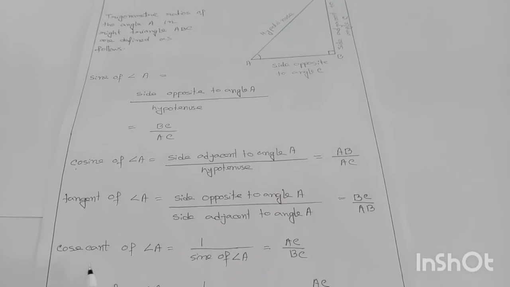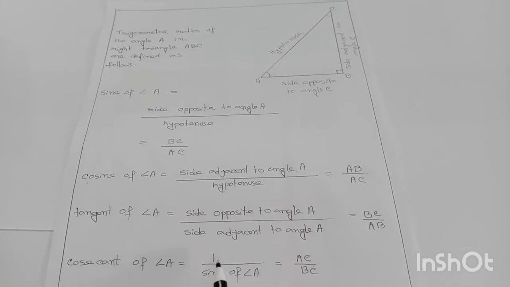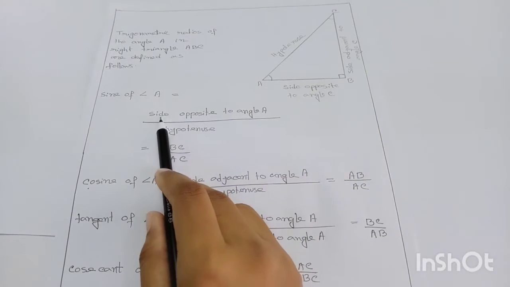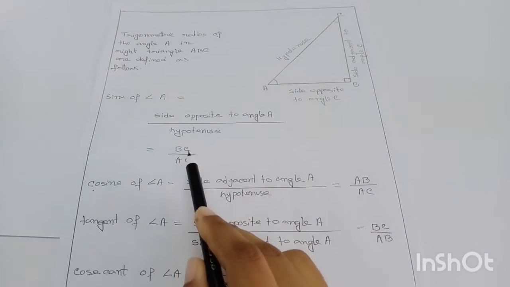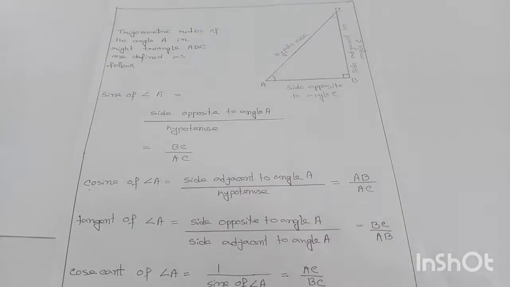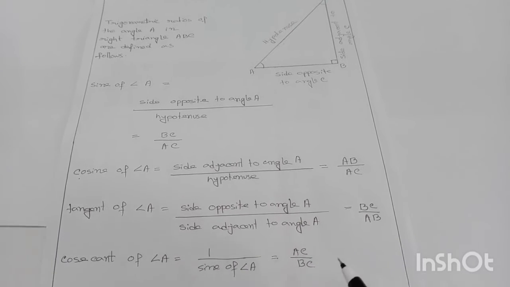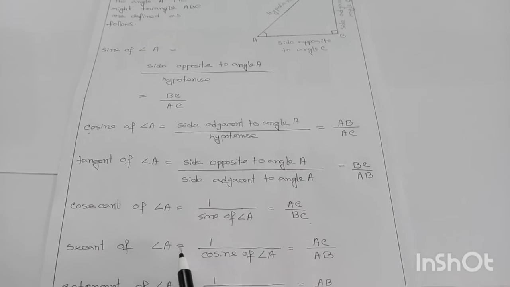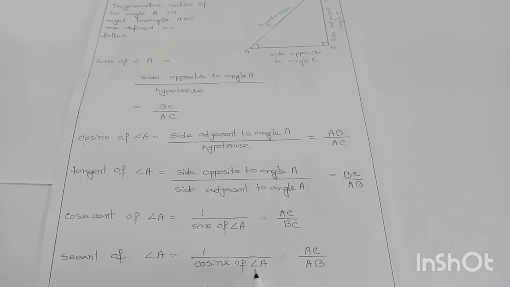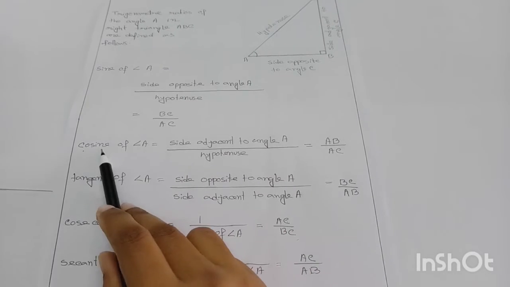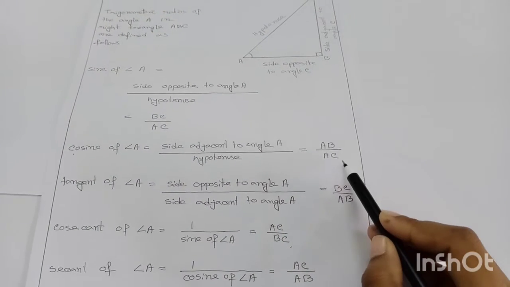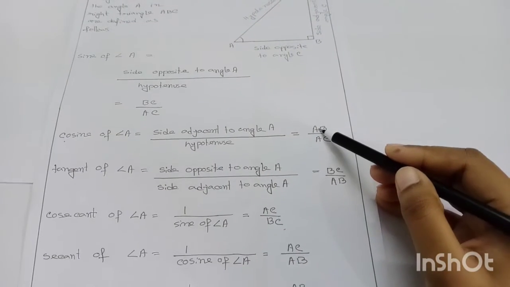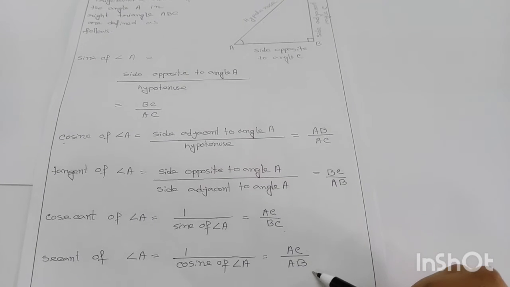Next, cosecant of angle A equals 1 by sine of angle A. Sine of angle A is BC by AC. So 1 by that means just reverse: AC by BC. Okay. So secant of angle A equals 1 by cosine of angle A. Cosine of angle A is AB by AC. 1 by cosine of angle means just the reciprocal of this. That means AC by AB.